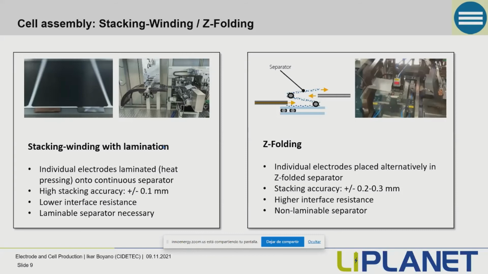That's why it can be used. Sometimes there are separators that are not laminable. Then it's another way to work with. In both cases, it happens that you need a continuous separator. You need a roll of separator. To work with these automatic systems, it is not possible to work with separator sheets. Sometimes someone wants to work with a separator sheet, but then it's not possible to do it automatically.